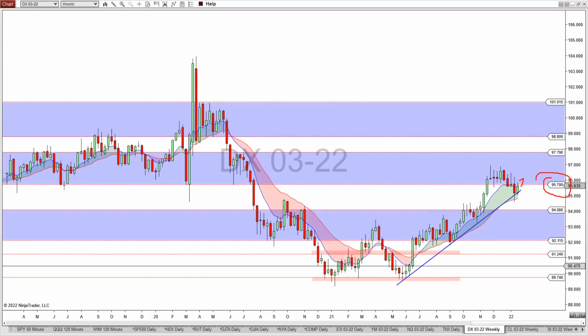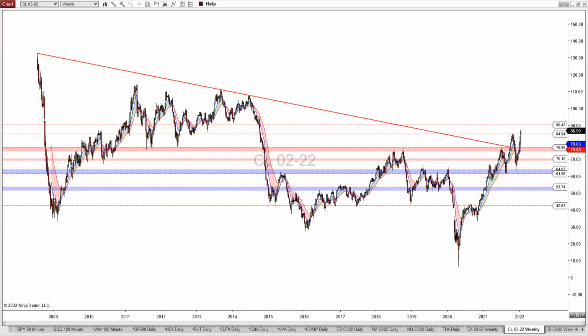So we'll see would it be able to get back up above this range and make itself back up toward this 97.79, or would it continue to break down and move back down and retest this 94 level here. As you can see, last week, crude oil continued to make its way toward this $90 level. So we'll continue to watch for crude oil to try to get up to this $90 level at 90.43.